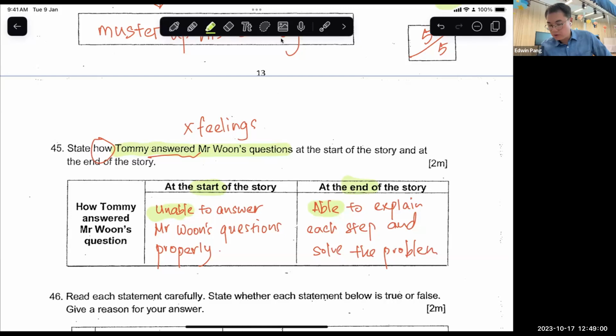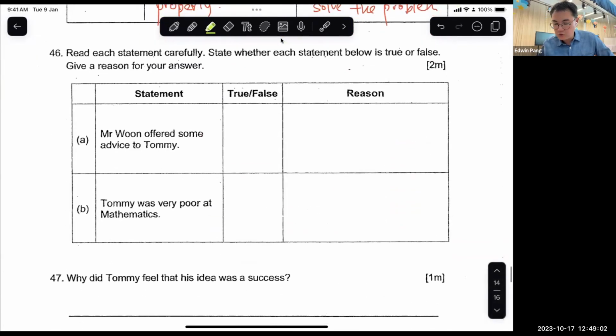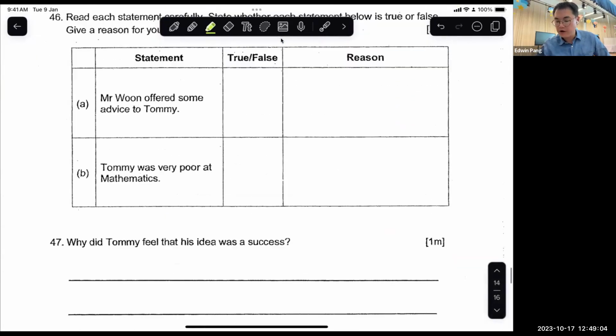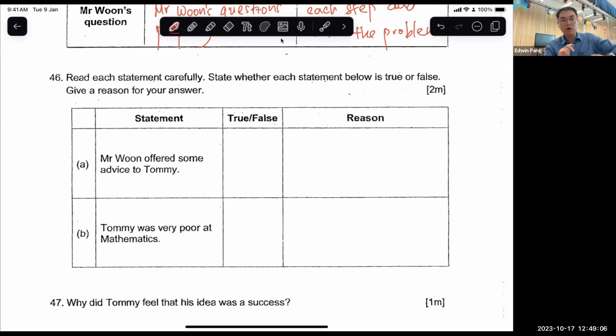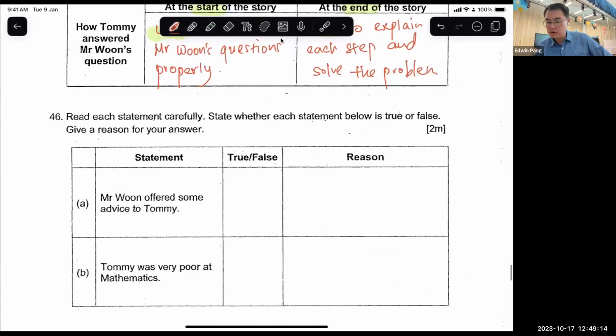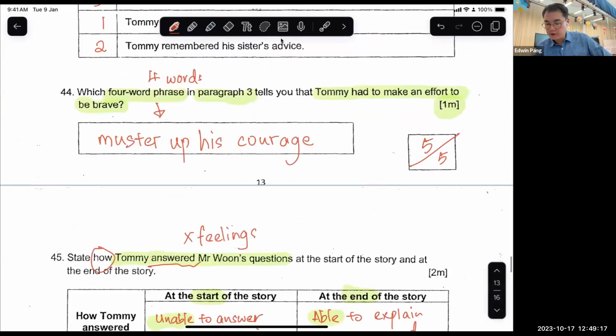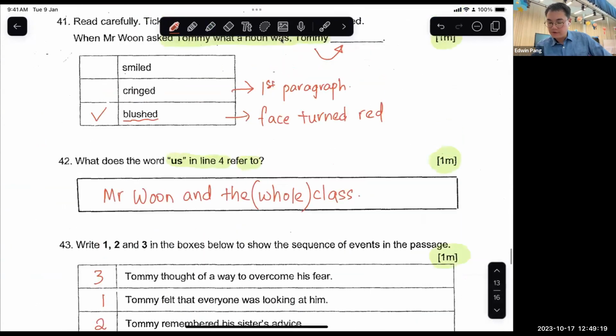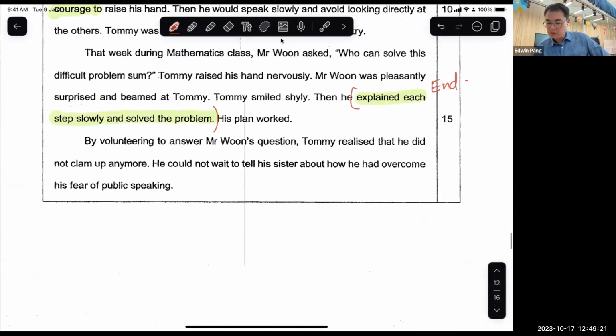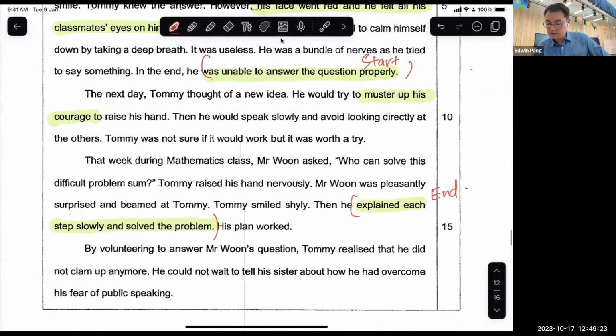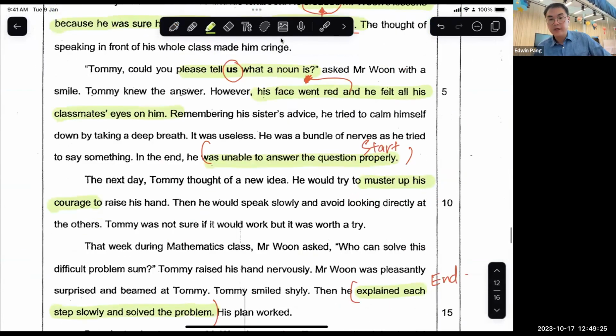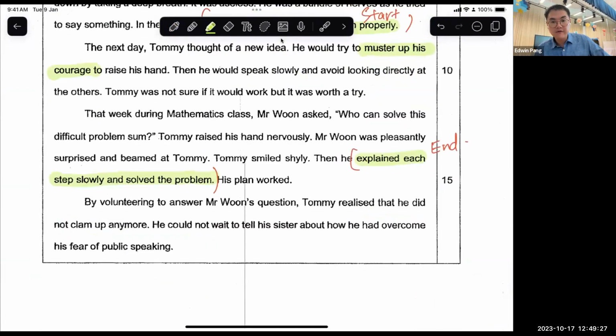Okay, very good. Then let's go on to the last few questions to finish up now. I'm going to go very fast here because I'm running short of time and I need to log off soon, because I've got to go back to marketing. Okay, so Mr. Woon offered some advice to Tommy. So let's go to the top here. Did Mr. Woon offer any advice to Tommy? Okay, you look here. Did Mr. Woon give Tommy any advice?